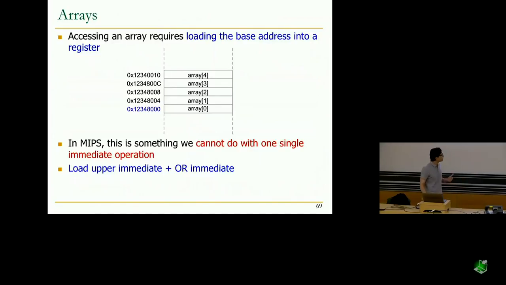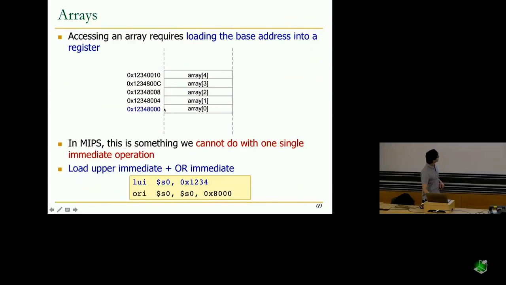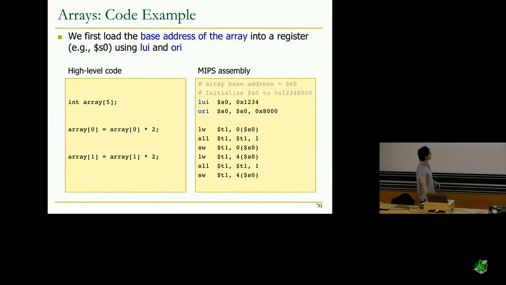So as we saw before, and here you have the code again, if we want to access this array, the very first thing we will do is store the beginning address, the starting address of the array, that is 1234800, into some register, and afterwards we can start using that address for reads and writes. The way we do this is using load upper immediate and or immediate. Recall that this 1234 will be stored in the 16 most significant bits of the register S0. And here you see some example code.